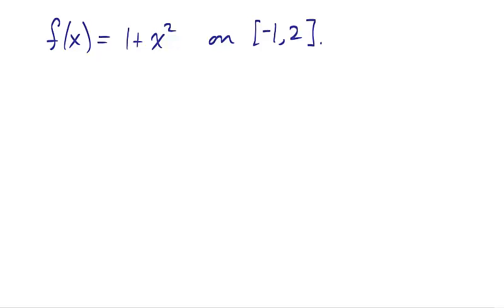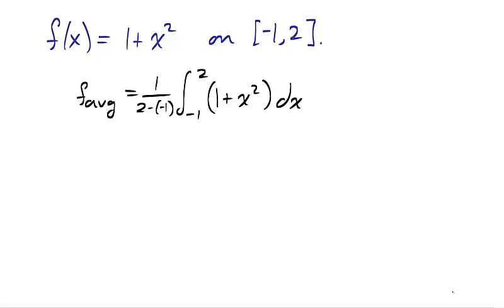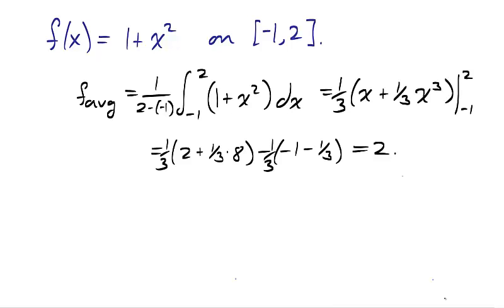Let's take the polynomial 1 plus x squared on the interval -1 to 2. The average value of f is found by integrating from -1 to 2, and then dividing by 3, the length of the interval. Using the fundamental theorem of calculus part 2, the average value of f on the interval -1 to 2 is 2.